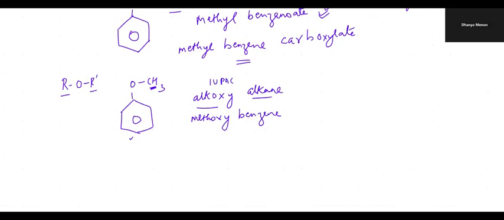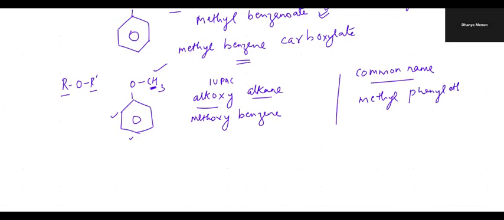Okay, and here we have a common name which is methyl phenyl ether. So methyl phenyl ether. But this is the common name, okay, not IUPAC, this is a common name. IUPAC name is methoxy benzene, alkoxy alkane. Alkoxy is for the smaller group or the smaller chain, and alkane is for the bigger chain. So methoxy benzene. This was also covered in the video about nomenclature of ether, or naming of ether. I hope I'm clear here.